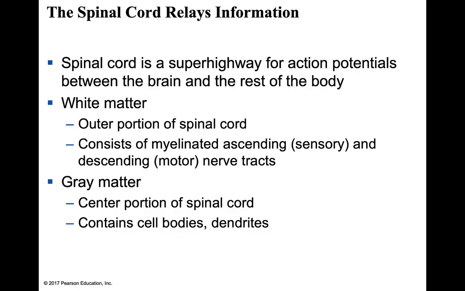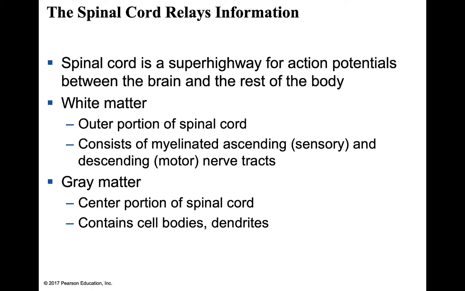Now, when we think about the spinal cord, we want to think of information going up and down. That's really what it's looking at. So it really is a superhighway that's connecting the brain with the rest of the body. And remember, we're talking about a structure that's part of the central nervous system. Now, we describe the matter. This is another term that is very specific to the central nervous system. I have white matter. That's the outer portion of the spinal cord, and that's actually myelinated tissue. So it's ascending, that's sensory, and descending is motor.